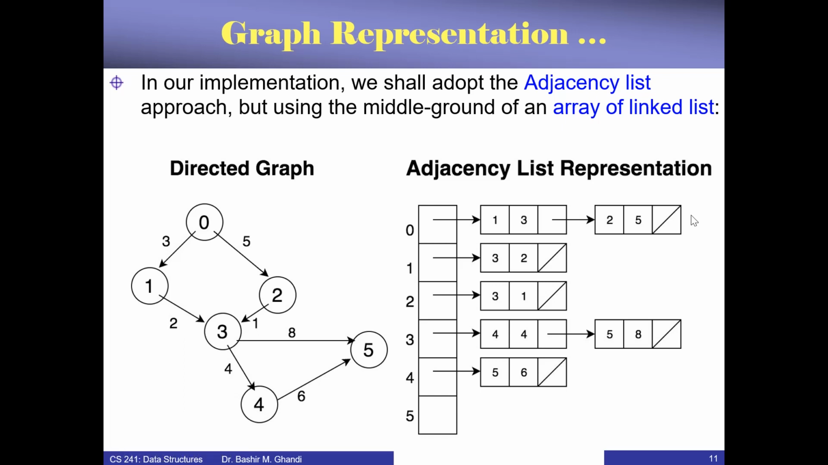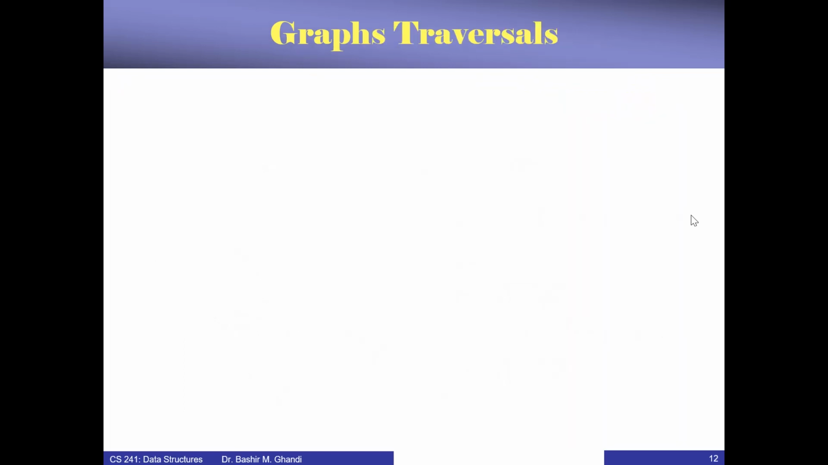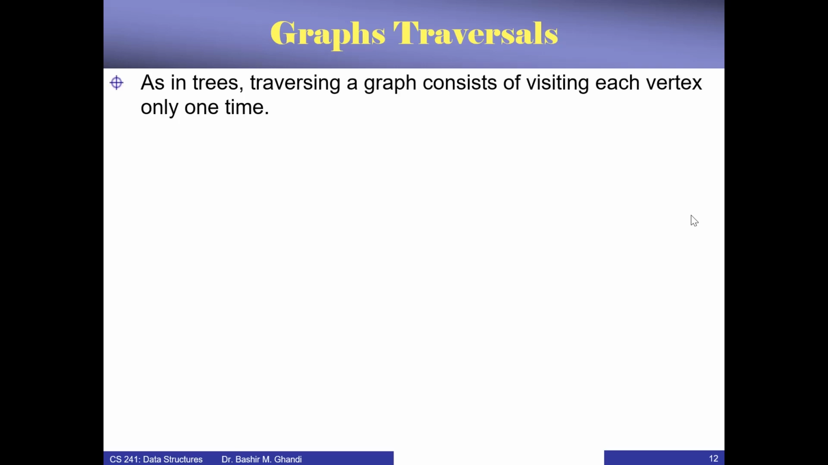All right, we shall see this in more detail when we look at the implementation of graphs in the next lecture, which I will record after this. But for now, let's go to graph traversals. As in trees, traversing a graph consists of visiting each vertex one time, only one time. I want to visit each vertex, maybe to print them or to do something with them. This is called traversal.